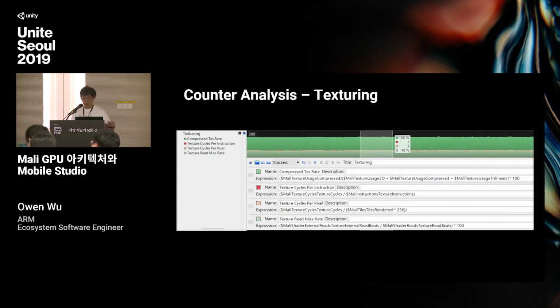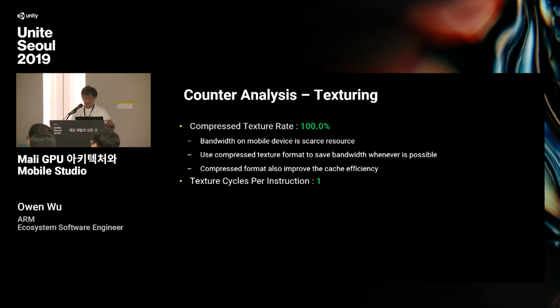And texturing. From this number, we can see all textures in this game use a compression format. Since bandwidth on mobile devices is a scarce resource, we suggest developers always use compressed texture formats. And the texture cycles per instruction is 1, and it is healthy. We can see from this number that the application doesn't use expensive texture filtering like trilinear or anisotropic filtering.